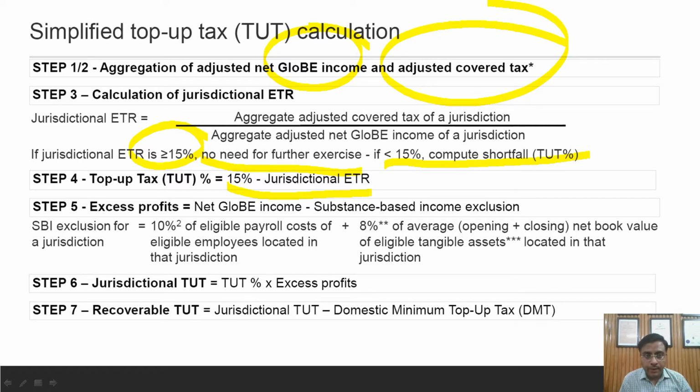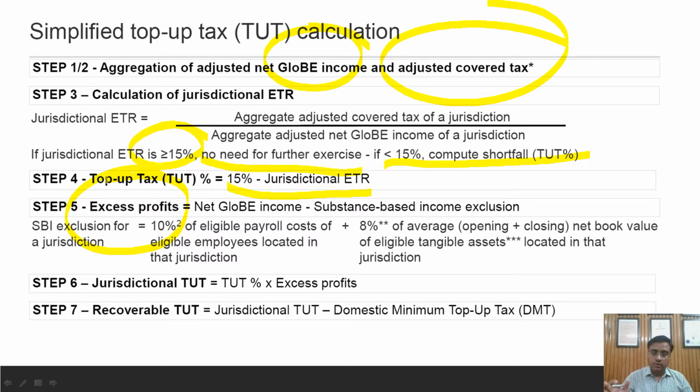So top-up tax will apply on the excess profit. Suppose you are earning normal, routine profit, then you are outside Pillar 2. The excess profit will be based on your substance-based income. Substance will be taken into consideration through payroll cost as well as asset value. Anything over and above that will be treated as excess profit and top-up tax needs to be computed.